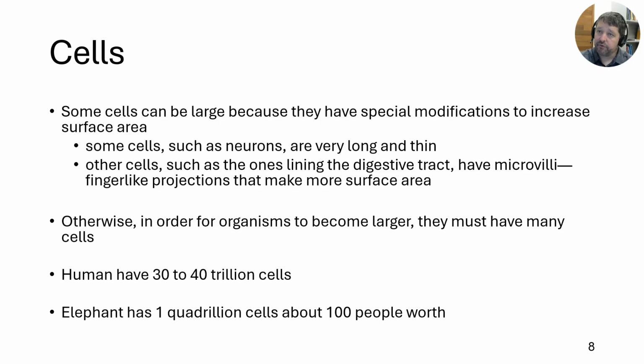If you take a red blood cell from an elephant and a red blood cell from a human, most people would never be able to tell the difference. You can't tell the difference based on size. They're very, very similar to each other. The difference comes in the number of cells.